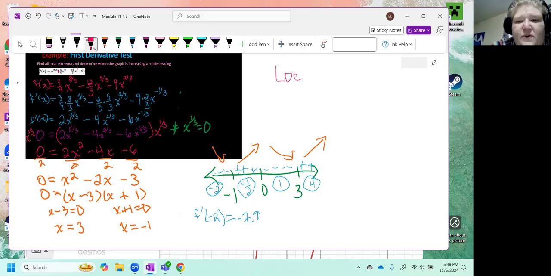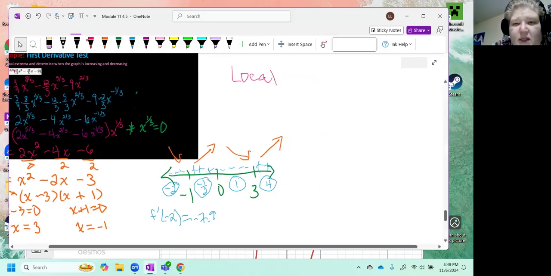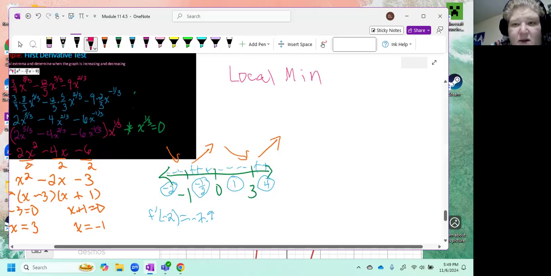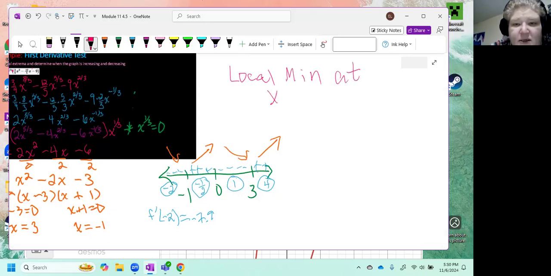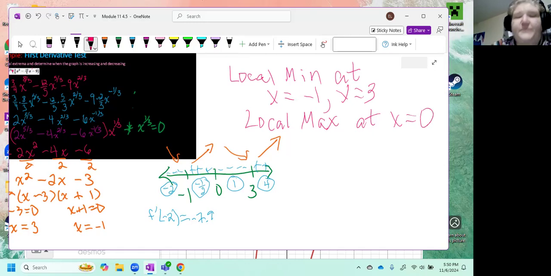So we have a local min at -1 and at 3. And we have a local max at x equals 0. All right, now we're going to answer the increasing and decreasing part.